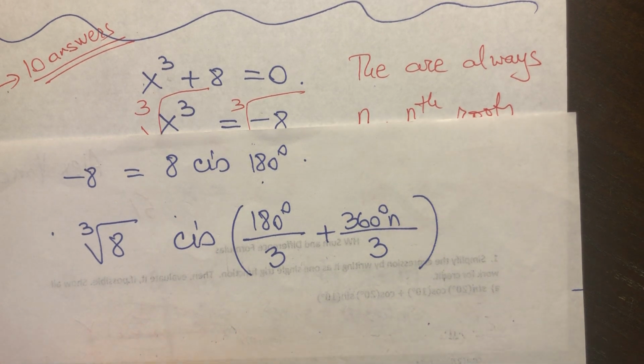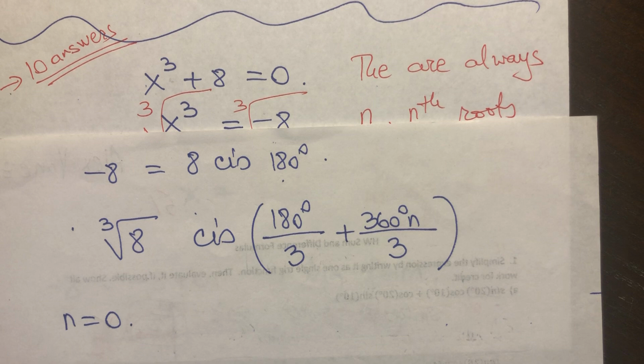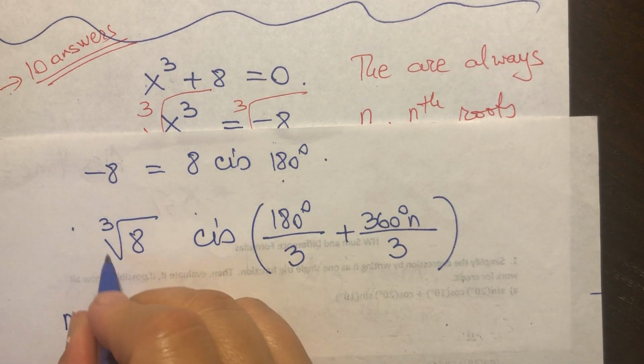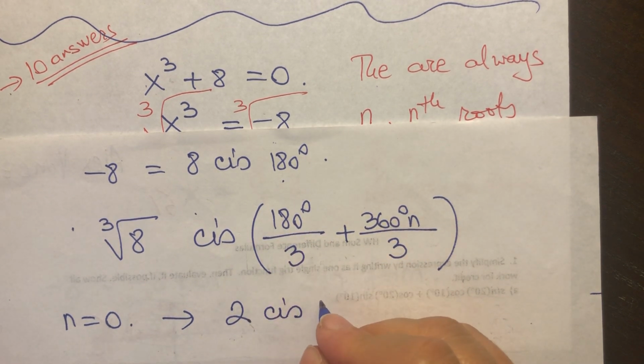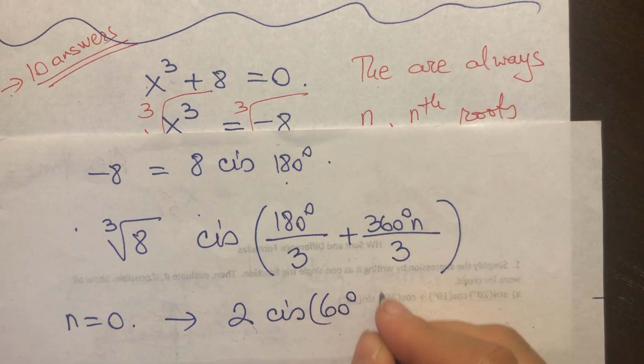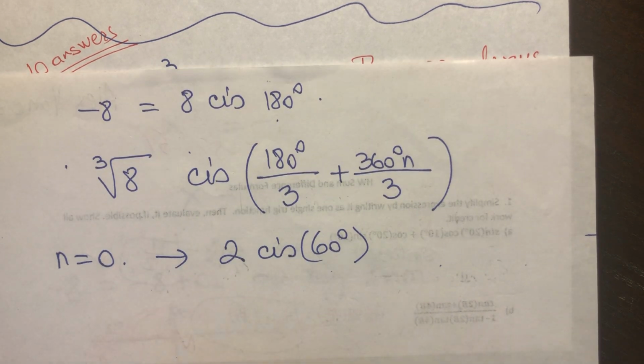Now, what are my choices for n? My choices for n will start at 0. So if I start at 0, what do I get? The cube root of 8 is always 2, yes? Cis of 180 divided by 3 is 60, yes? And that's plus 0 divided by 3. I'll rewrite this in a minute.